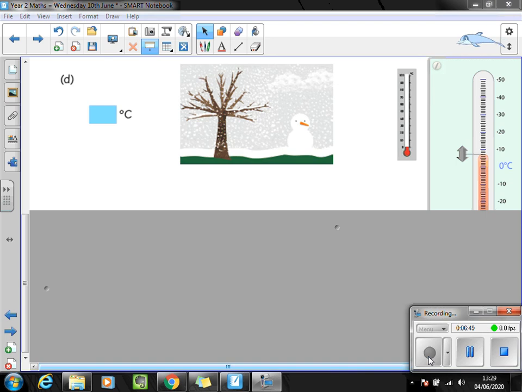And question D. The picture probably gives it away as to what season it is, and I think even though you're still very young, you would have experienced some snow, had the chance to make a snowman. And if we look at the temperature gauge, again, I will adjust mine to help you, we can see that the temperature and the mercury in that thermometer is very low. What temperature do you think it might be?